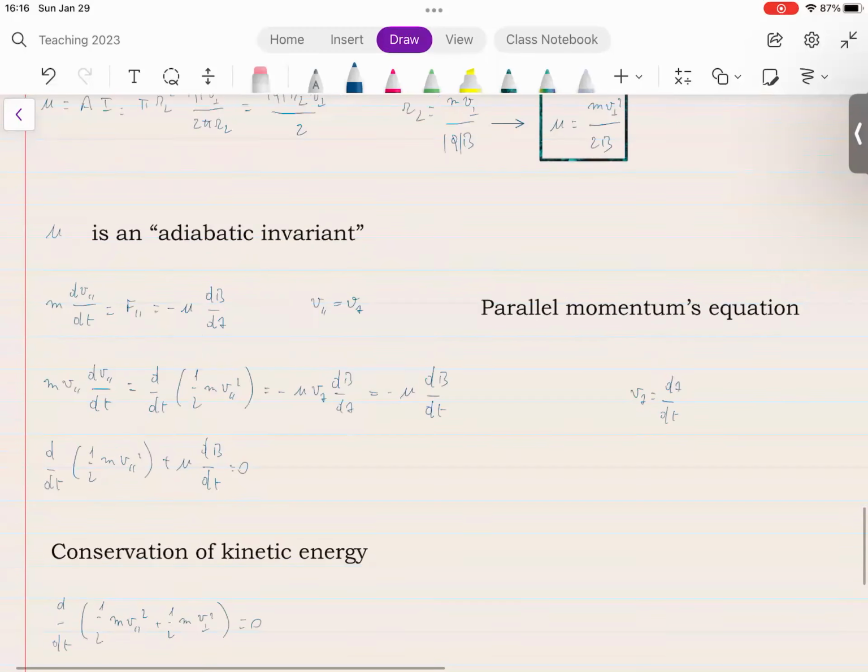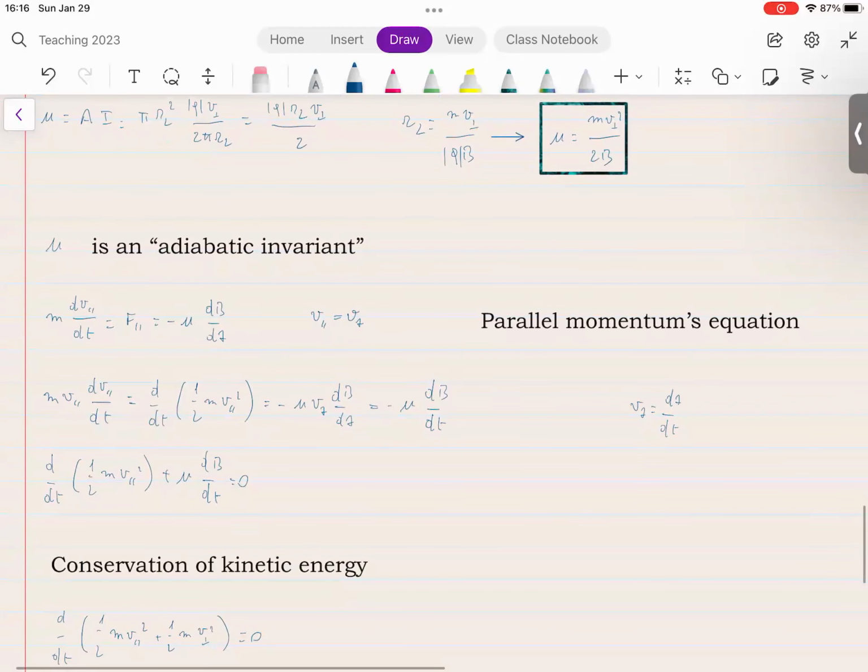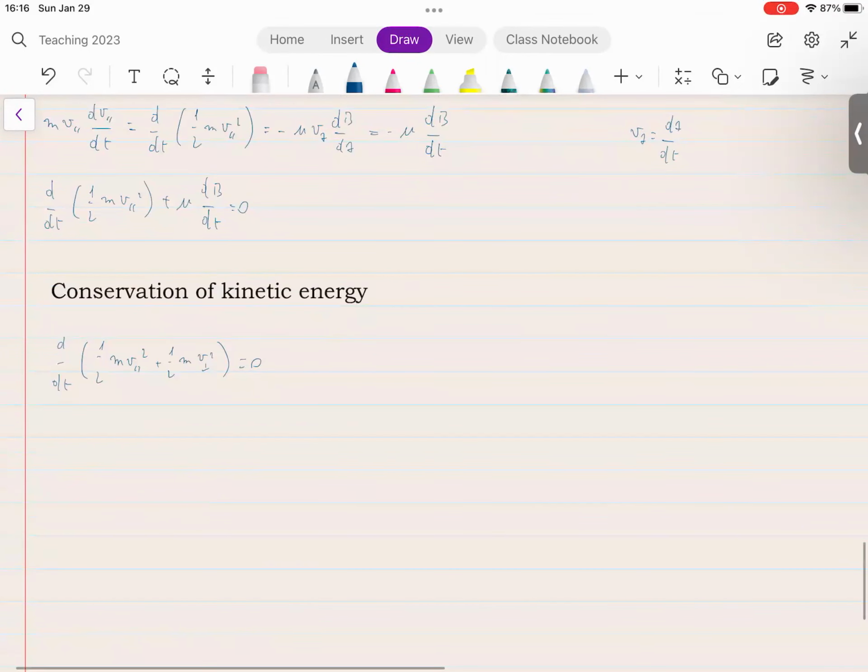Now I go back and look at this expression. Mass times v perp square divided by 2 is equal to mu B. Okay, then I can write this expression as the derivative of 1/2 mass v parallel square plus mu B equal to 0.